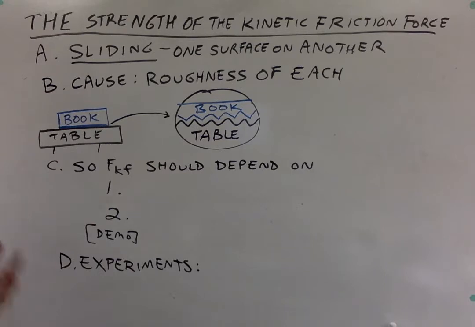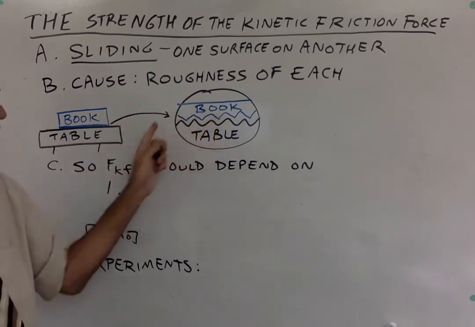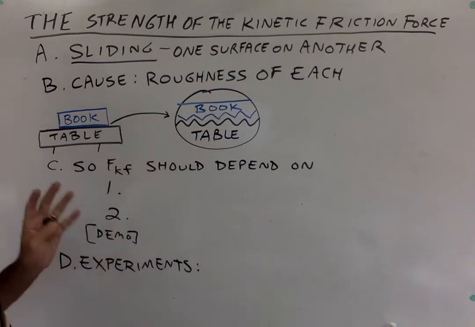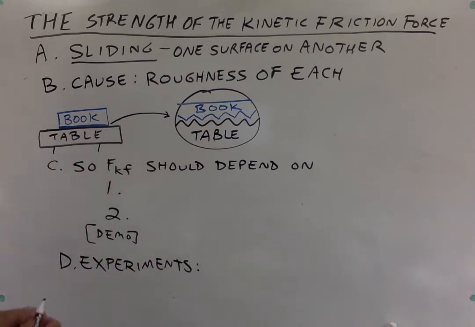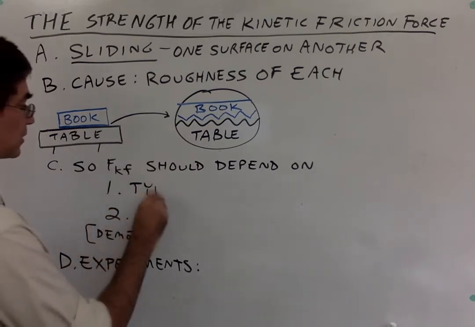So if you reason this out, this force of kinetic friction should depend on a couple of things that we could control. It depends on what two surfaces you use, because some are very smooth and some are much rougher, like sandpaper would be rougher than just a book by itself. So it should depend on the types of surfaces.